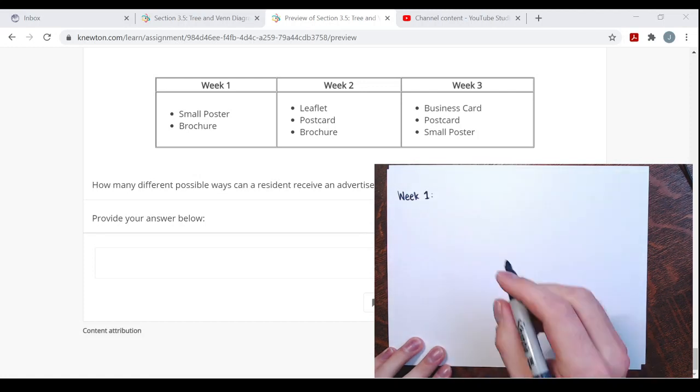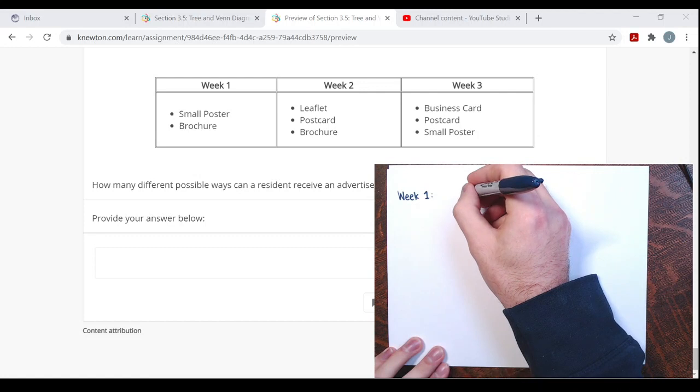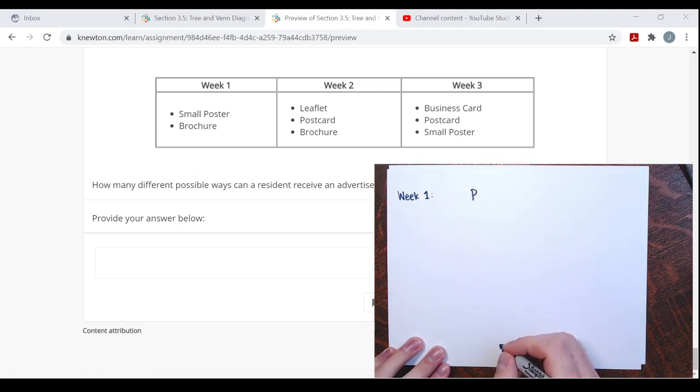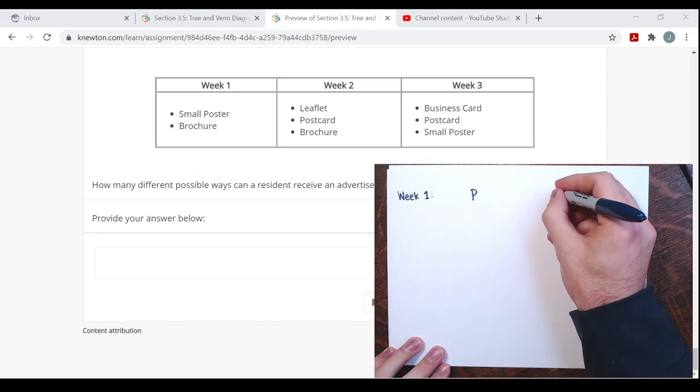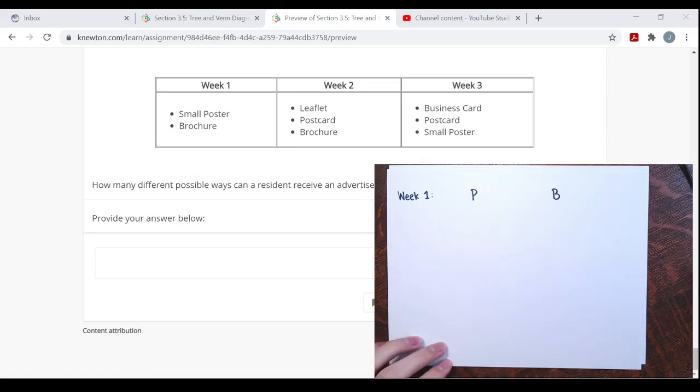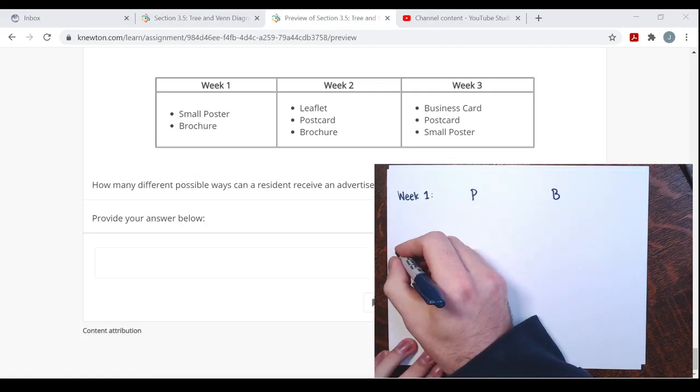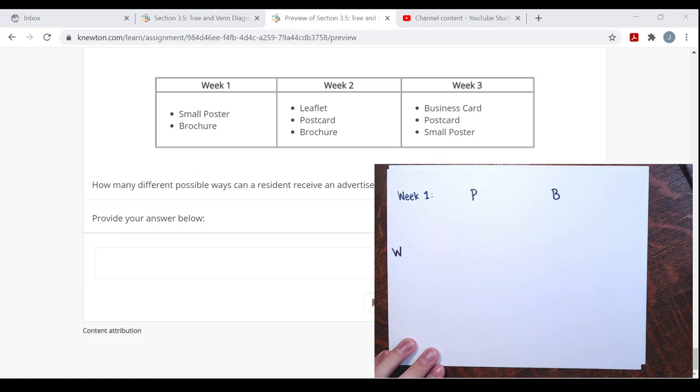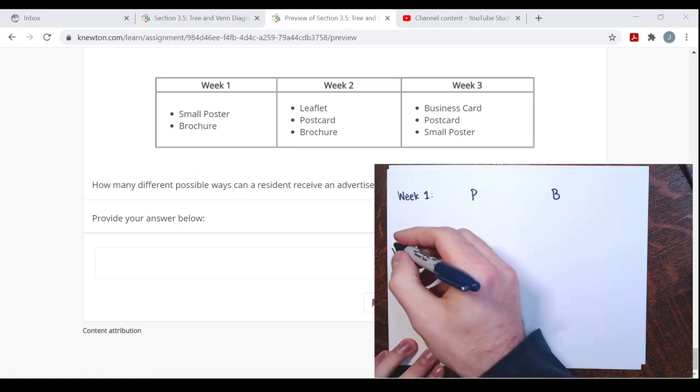They can get a poster. I'll use P for poster, and brochure. So in week 1, they're either getting a poster or a brochure, but not both. This fundamental counting principle is only if you get one thing at each level. Week 2.